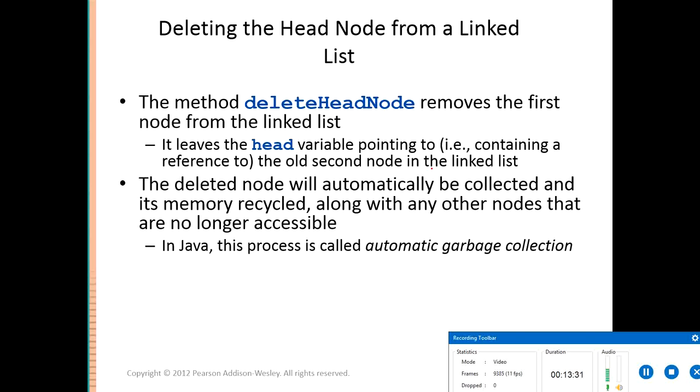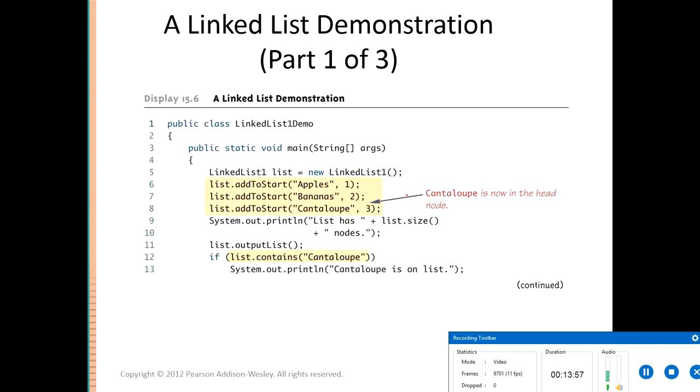Delete head node. If we want to delete the head node, we will first remove the first node from the linked list, and then we will move the head variable. It will leave the head variable pointing to null. So then we need to make the head variable point to the next node, which is the second node, and the deleted node will automatically be collected in the memory cycle, which is called garbage collection.